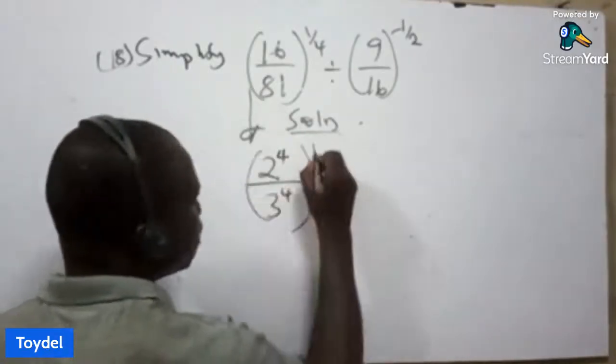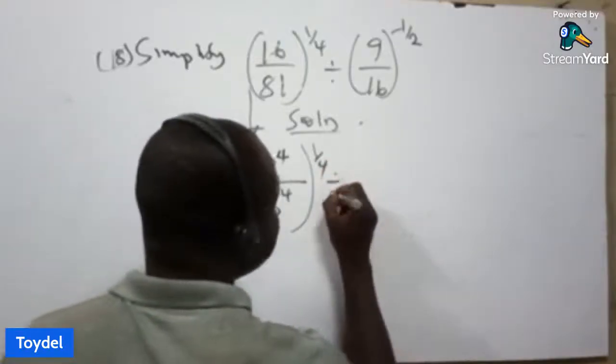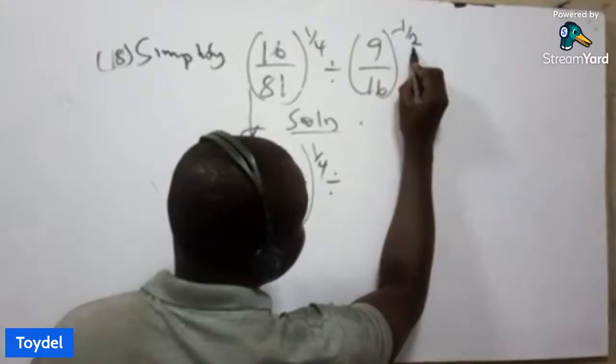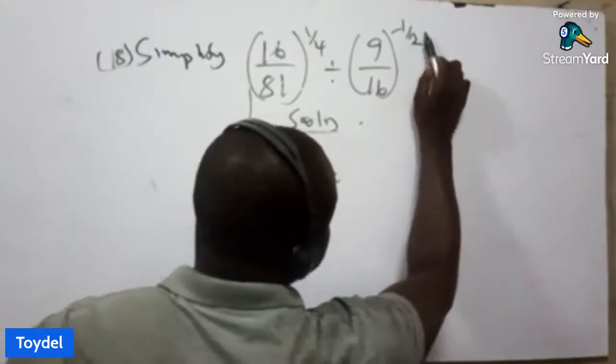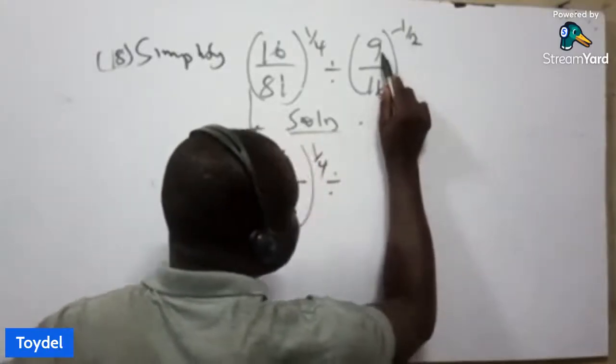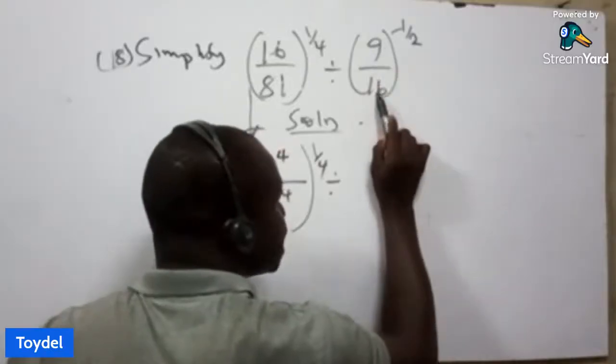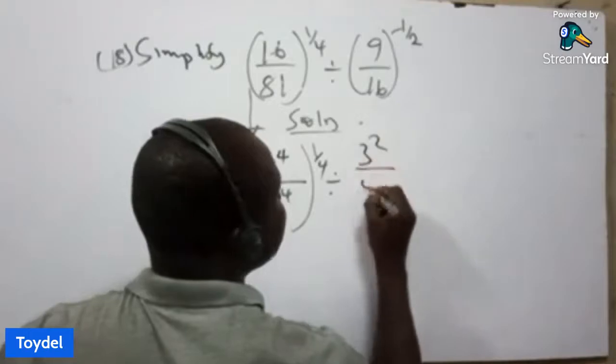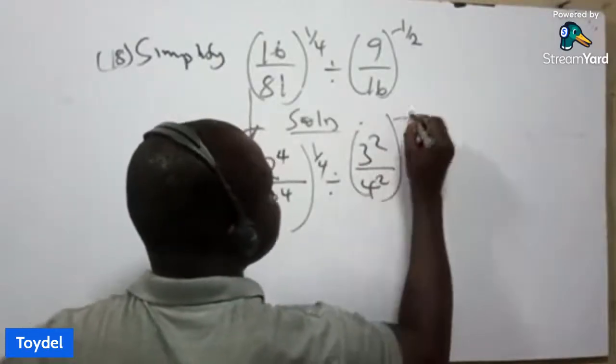Then everything raised by 1 all over 4, divided by this second part. Now, the denominator of this power, of this index, is 2. So I will reduce this to 3 raised by 2, then I change this to 4 raised by 2. So I'm going to have 3 raised by 2 all over 4 raised by 2, everything raised by minus half.